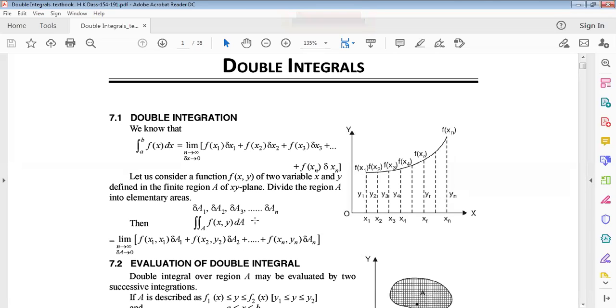That means if we find this integration, then we will find this whole area. The x values run from x1 to xn, and for each value of x we get f(x1) up to f(xn). That means this whole area can be found with the help of this integration. Actually, this is the definition of double integrals.